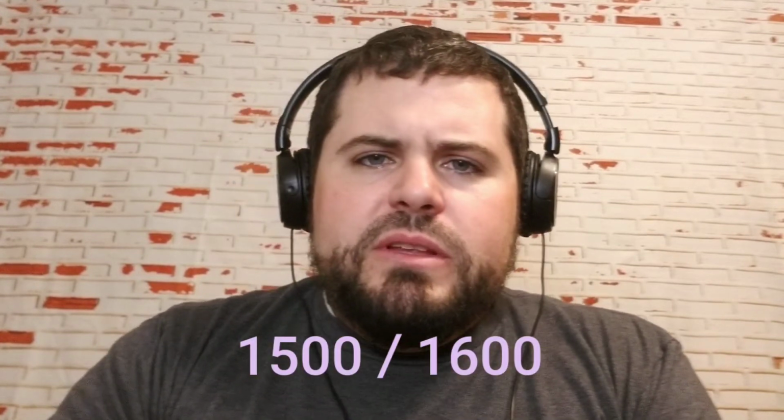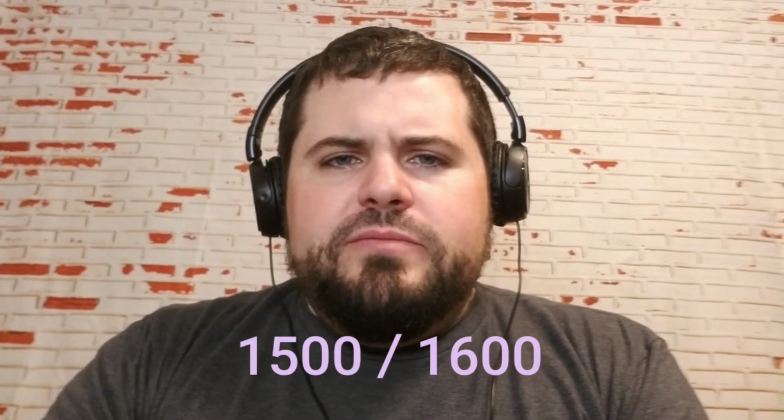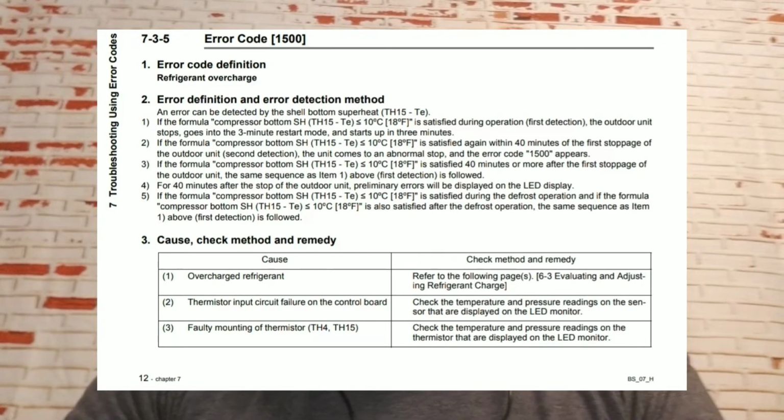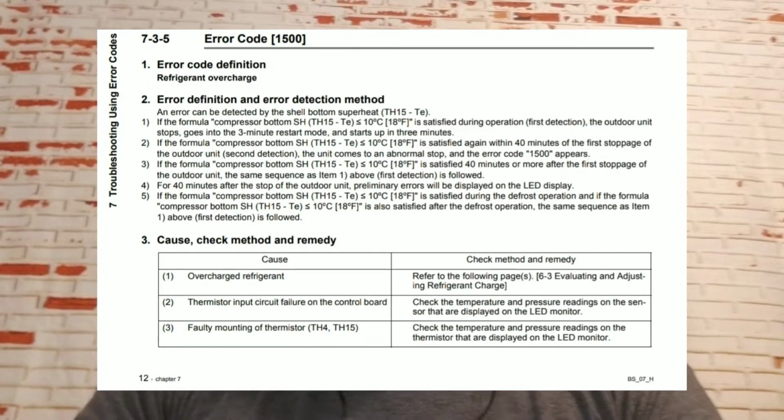Next error code, 1500 and 1600. 1600 is the preliminary, 1500 is the hard code. This is an overcharge error. The system doesn't actually have any way to know exactly how much refrigerant is in it, so all it has left to look at are symptoms. If you overcharge the system so much that the refrigerant has nowhere left to go but to flood into the compressor as liquid, you will get overcharged errors.